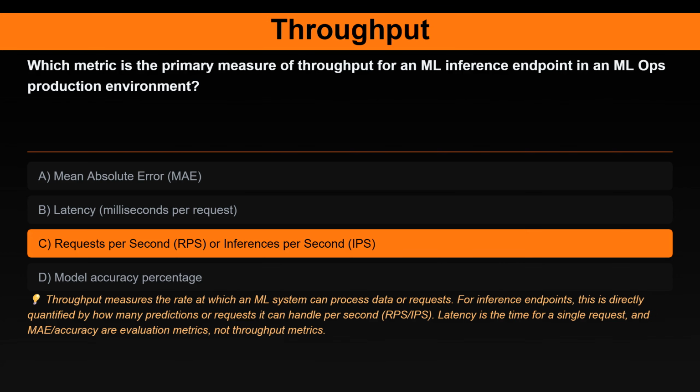The correct answer is requests per second, RPS, or inferences per second, IPS. Here's the explanation. Throughput measures the rate at which an ML system can process data or requests. For inference endpoints, this is directly quantified by how many predictions or requests it can handle per second, RPS, IPS. Latency is the time for a single request. And MAE and accuracy are evaluation metrics, not throughput metrics.